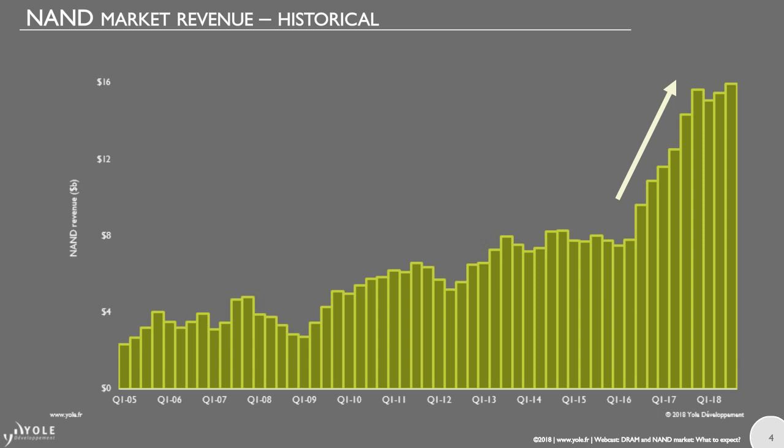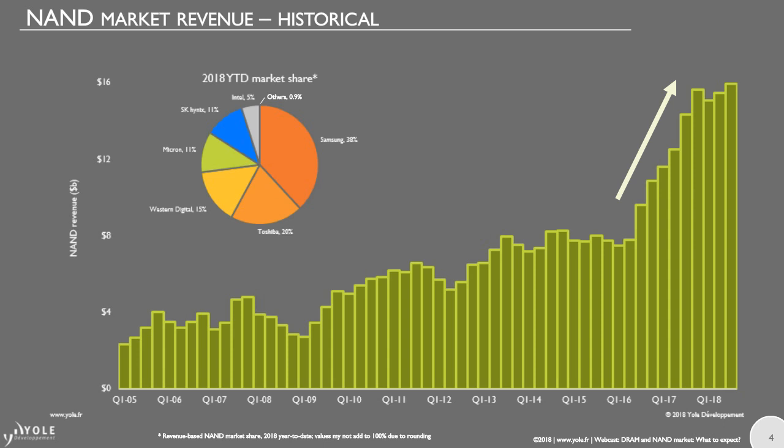So who benefited from all this growth? Well, really the 6 primary vendors reaped the benefits of that structural break and that huge increase in revenue. This pie chart is looking at revenue market share for 2018 year to date, so through calendar Q3 of this year. Samsung is leading the way with about 38% market share, followed by Toshiba at 20%, and then their JV partner, Western Digital, Micron and Hynix, both at about 11% of the market, and finally Intel at 5%.